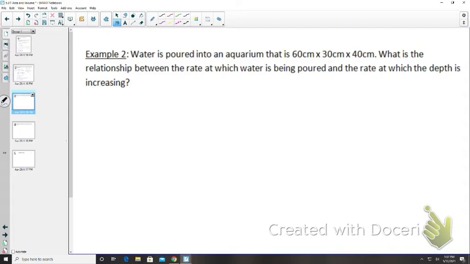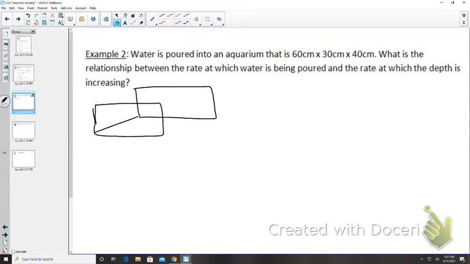Okay, example 2. So water is being poured in an aquarium. This is fun. Good. Okay, so we have an aquarium. Sometimes it might help you guys to draw an image. Other times, if you're like me, your image can just ruin everything. This is not how I drew it. Actually, no, that's actually okay. That can be a dotted one.